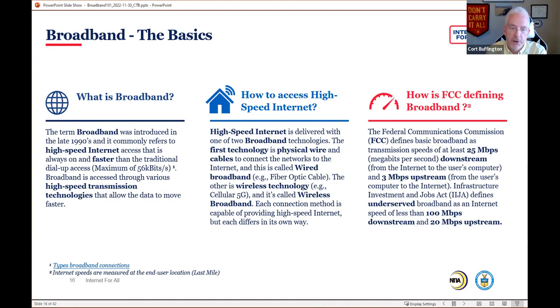The Infrastructure Investment and Jobs Act, another name for the Bipartisan Infrastructure Law, defines underserved broadband as an internet speed of less than 100 megabits per second downstream and 20 megabits per second upstream. By the way, we also define less than 25 down and 3 up as unserved for the purposes of the BIL programs. There are some other criteria that go along with this. It's not just speed. It's also reliability of the network and the latency in the network. Hopefully latency makes you say, what's that? Right around the corner.